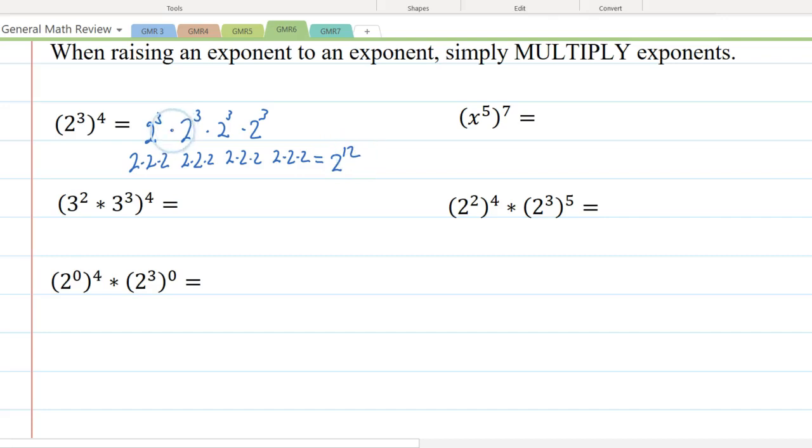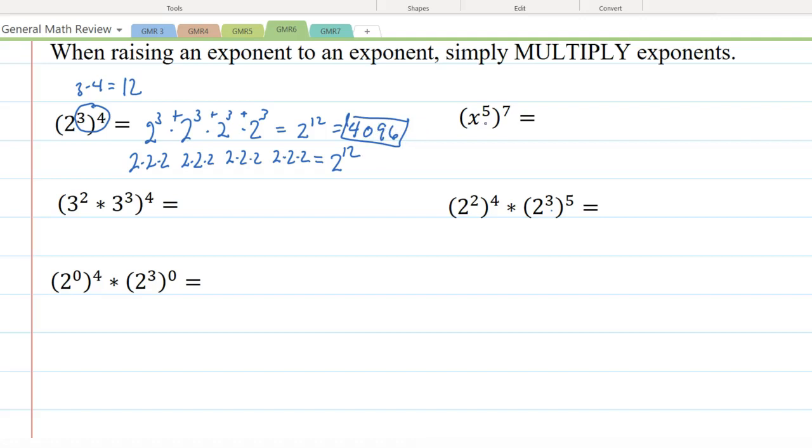Now, since these were being multiplied, we could have added all the 3's. 3 plus 3 plus 3, because multiplying bases, you add the exponents, is equal to 2 to the power of 12. Those are the long ways. The fastest, easiest way is to ask yourself, what is 3 times 4? 3 times 4 is equal to 12.